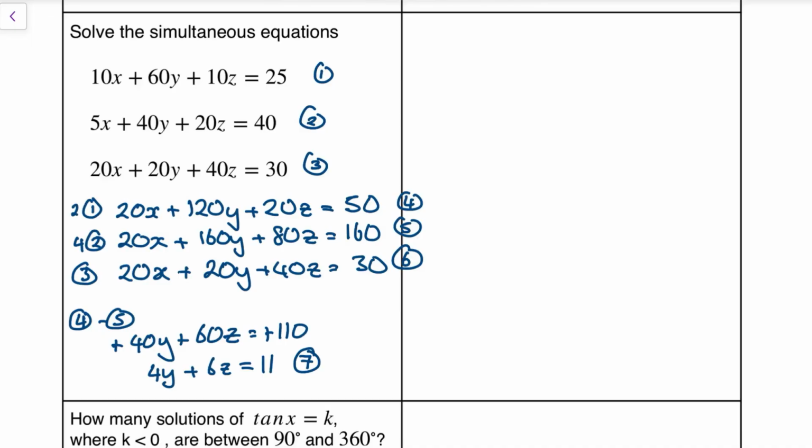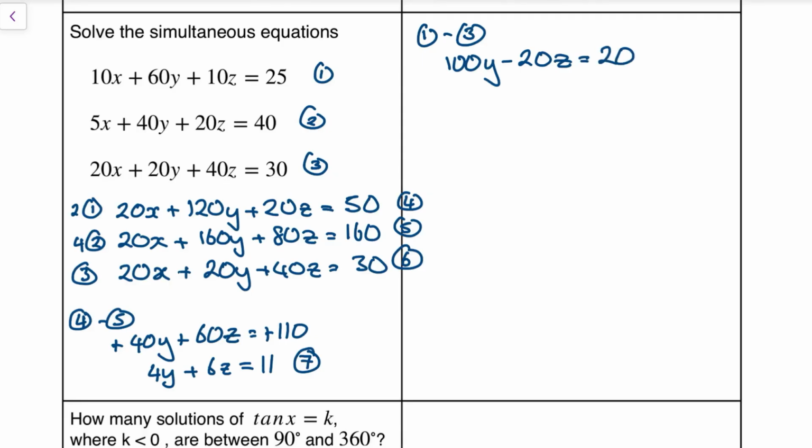Now, what I'm going to do, so I've used equations 1 and 2, so I'm going to do equations, what should I do? I do equation 1 and 3, so 1 minus 3. So that's 20x minus 20x goes away. 120 minus 20 gives me 100y. 20 minus 40 is minus 20z, and 50 minus 30 is 20, which gives me this equation here.